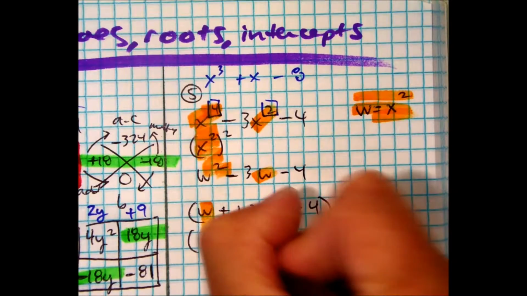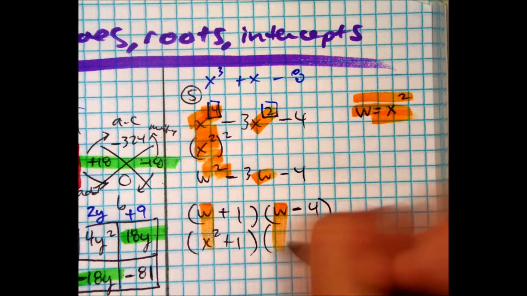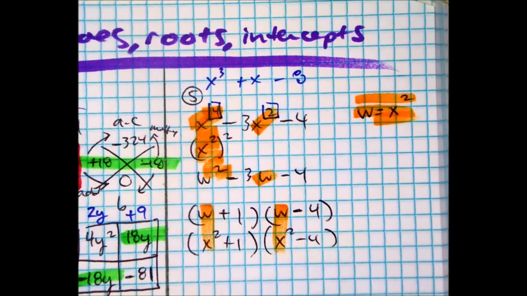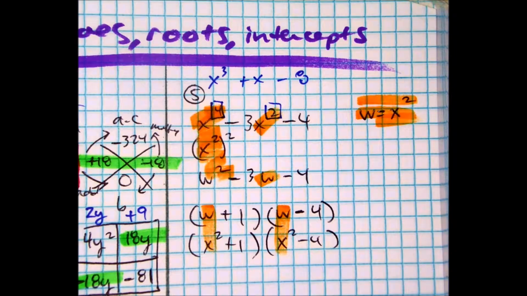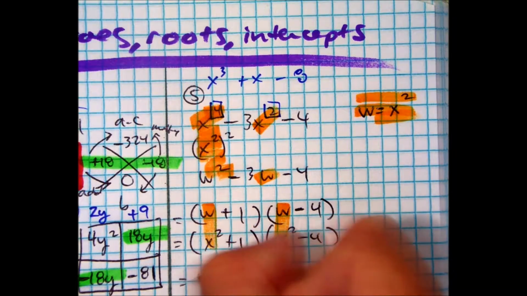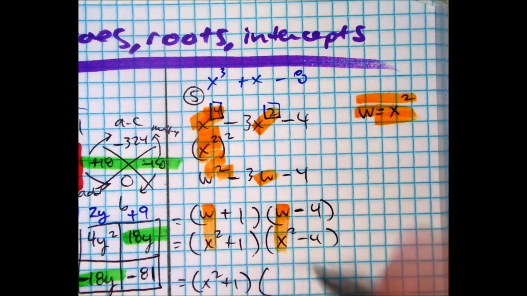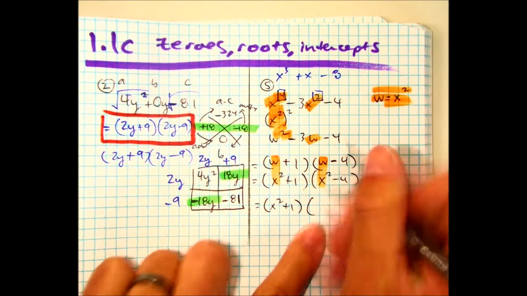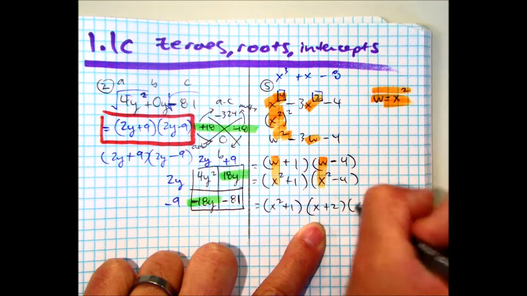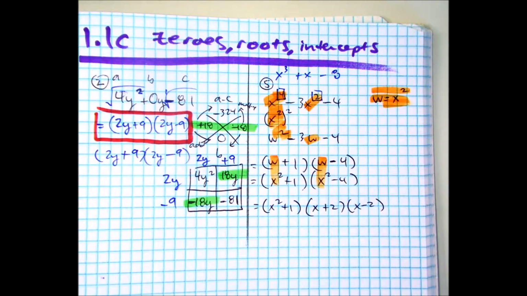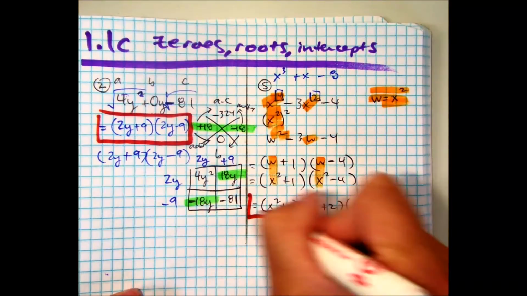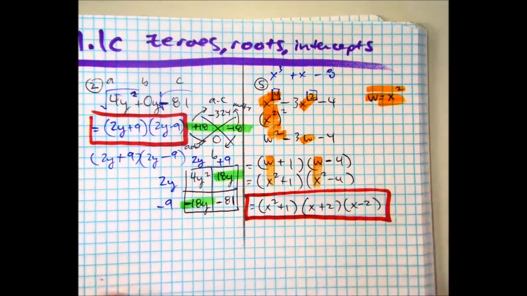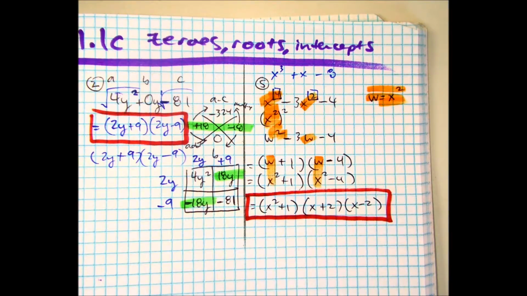So now I have x squared plus 1. And there I have x squared minus 4. Does that look simplified to you? No. So I have x squared plus 1. And over here is a difference of squares, just like we did in the last problem. And however you want to do that, that'll become x plus 2, x minus 2 as your answer. And that's how you factor those two problems.